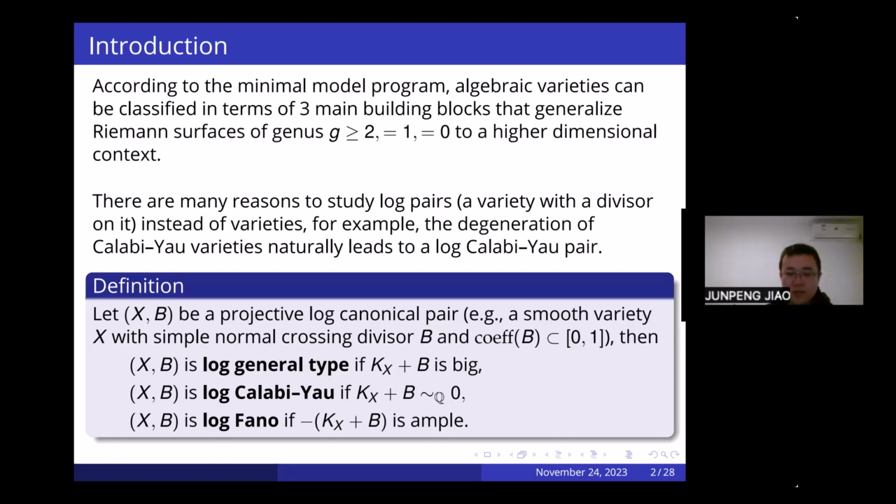We say (X, B) is log general type if K_X plus B is big. We say (X, B) is log Calabi if K_X plus B is Q-linearly equivalent to 0. We say it's log Fano if negative (K_X plus B) is ample.